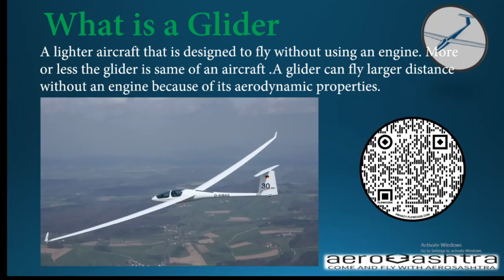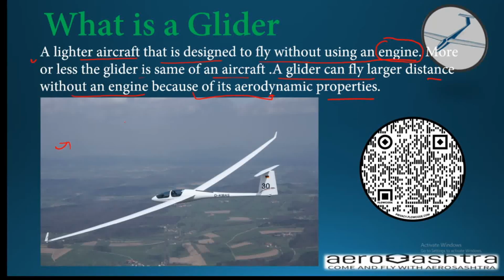What is a glider? Here you can see one glider. Basically, a glider is a lighter aircraft that is designed to fly without using an engine. Without an engine? How is this even possible? How can an aircraft fly? More or less, the glider is the same as an aircraft. A glider can fly a large distance without an engine. What is this magic? It can fly without an engine because of its aerodynamic properties.